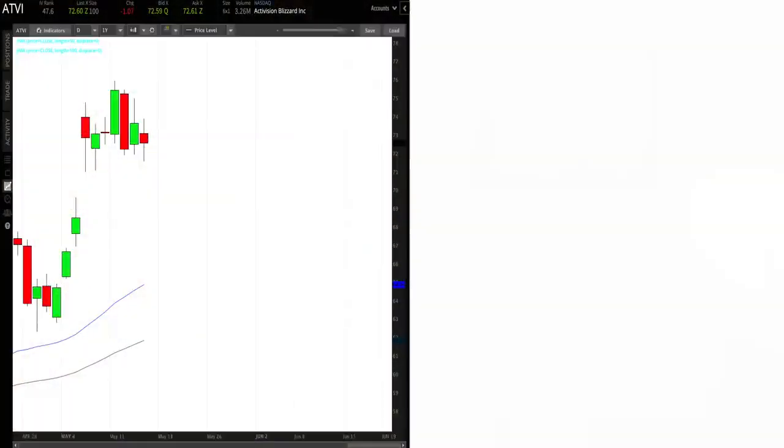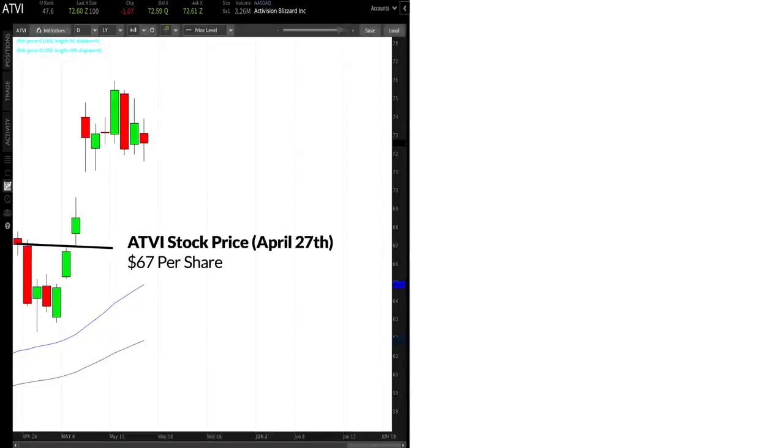For this example, we will look at a put option in Activision, which has the ticker symbol ATVI. The very left-hand side of this chart is April 27th, and on this day, Activision shares closed at around $67 per share. So let's say I was a trader who wanted to profit from an increase in the share price of Activision, but I also was not super sure that the stock price was going to increase, and I wanted to put on a position that would make money so long as the stock price remained above a certain price. For this type of trade, shorting a put option is perfect.